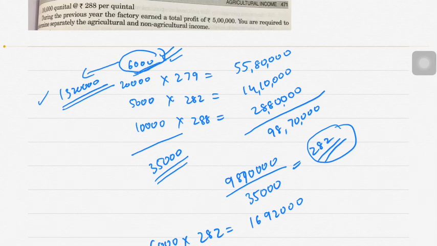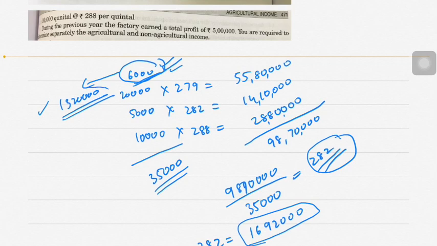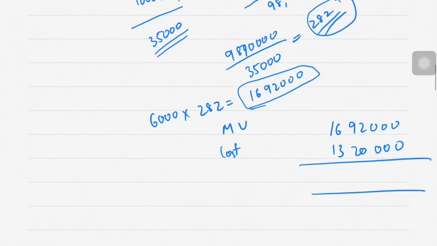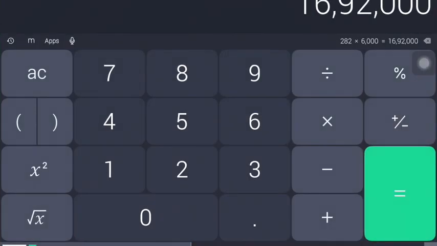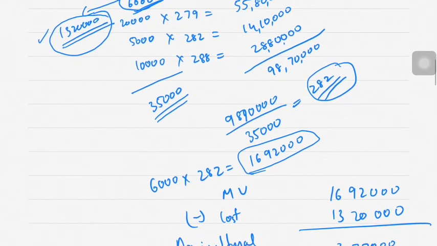Okay. So market value of 6,000 quintals of sugarcane is 16,92,000, but you have spent only 13,20,000. Correct? Now in this case, 16,92,000 is the market value, but cost is 13,20,000. So this difference is your agricultural income. Okay, 16,92,000 minus 13,20,000 comes to 3,72,000. So 3,72,000 is your agricultural income.